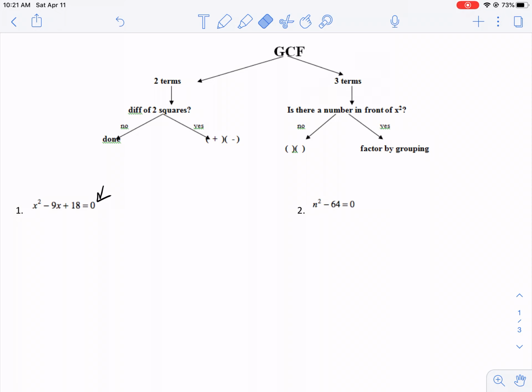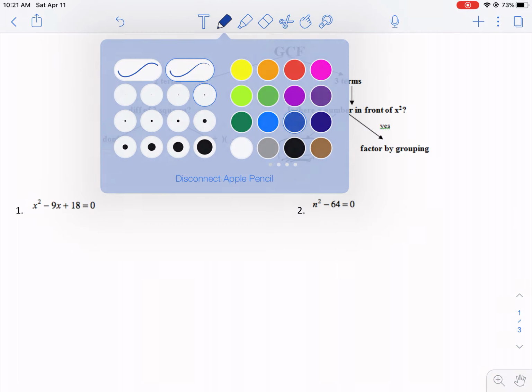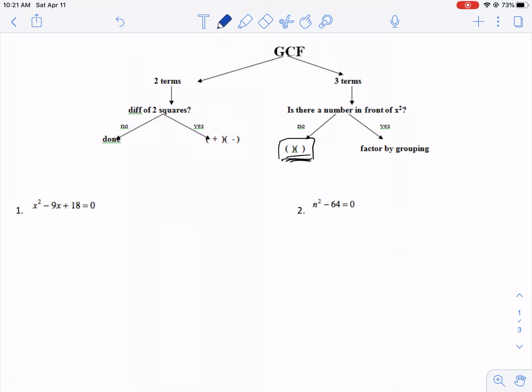The question says, is there a number in front of the x squared? No, there is no number in front of my x squared, so I can take the shortcut, which is just go straight to parentheses. If you're a person that likes to do factor by grouping all the time, you can. You will get the exact same thing that we will. All right, so if there's no number in front of the x squared, then when I do front times back, it's really 1 times 18. So I'm really only worried about the 18. What multiplies to 18? Make a list. 1 times 18, 2 times 9, 3 times 6.